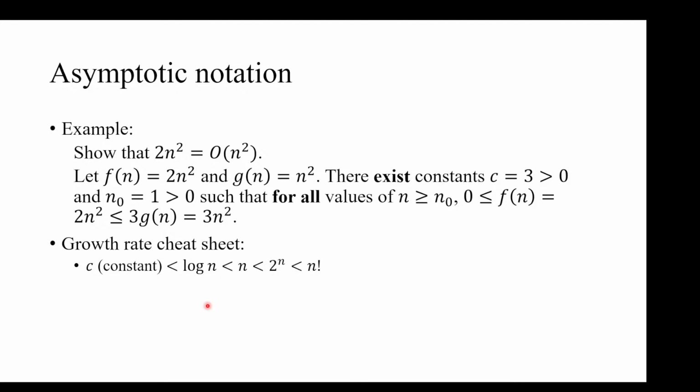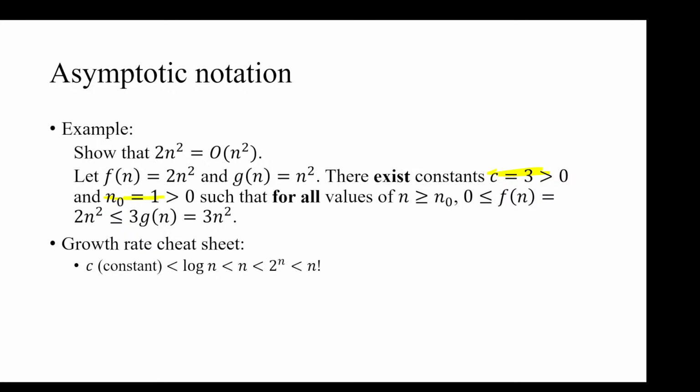Okay, and now we're back to some easier examples. So in this example, we have that 2n squared equals big O of n squared. And then we just want to find our c and n0. Okay, so f of n equal to 2n squared and g of n equal to n squared. Then we want to find a constant c such that f of n is less than or equal to c times g of n for n greater than n0. Okay, so here we just give our explicit construction. So we have c equal to 3 and n0 equal to 1.